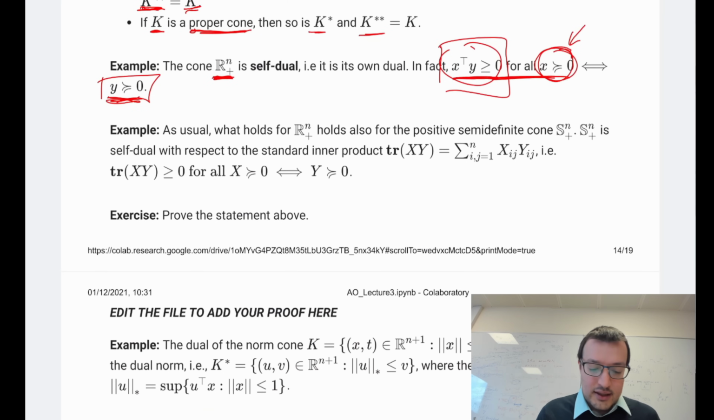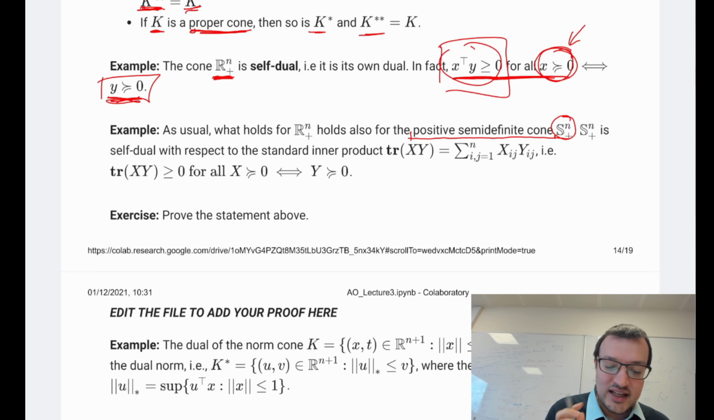Another example is about the positive semi-definite cone. I recall again that the positive semi-definite cone S plus behaves in the same ways as R plus. Okay, so we know that R plus is self-dual. Well, it happens that S plus is self-dual as well.